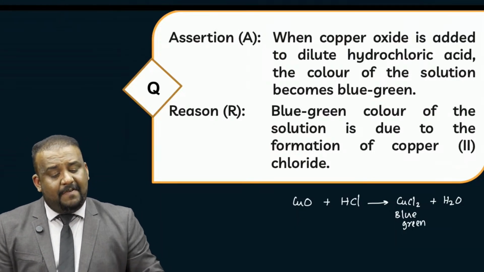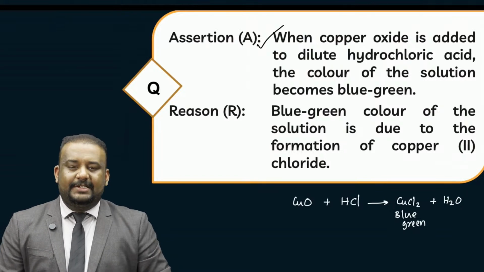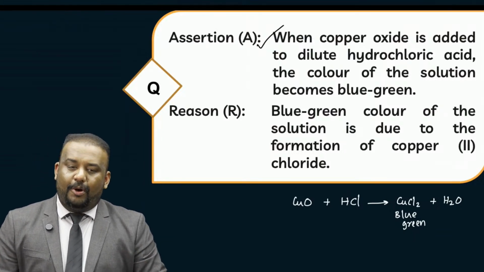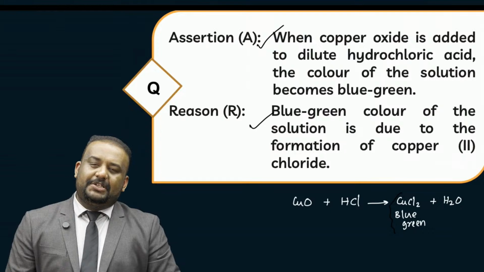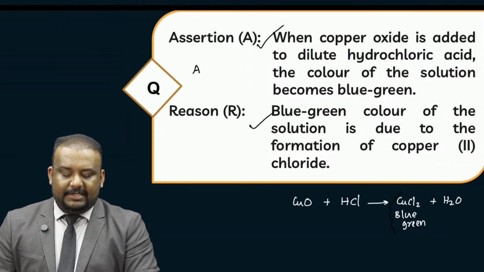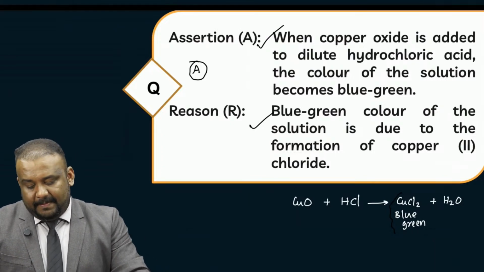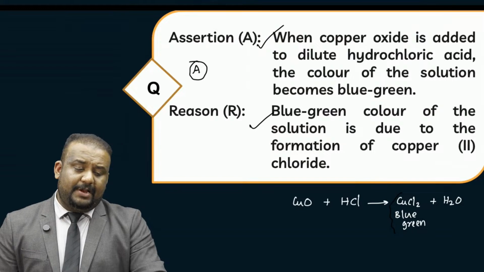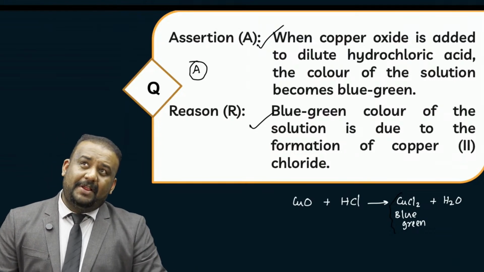So the assertion says when copper oxide is added to dilute hydrochloric acid, the color of the solution becomes blue-green. That assertion statement is true. And the reason given, blue-green color of the solution is due to the formation of copper 2 chloride. Yes, that is correct. So assertion and reason both are correct, and the reason very well explains the assertion statement. In this case, it's a direct dependency. So we can say that it will be option A. Right. Is that question clear to you? That's also another important reaction. You can expect this particular question in the coming board examination. It's a very important topic.